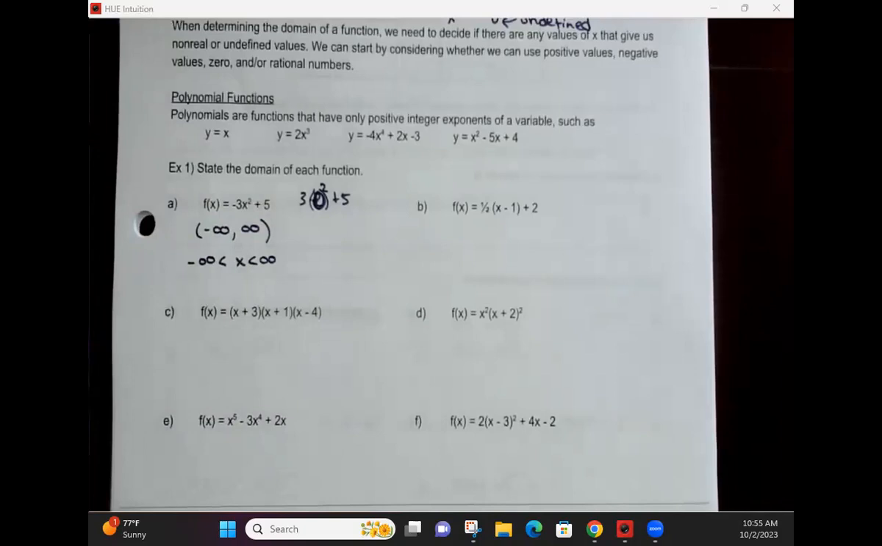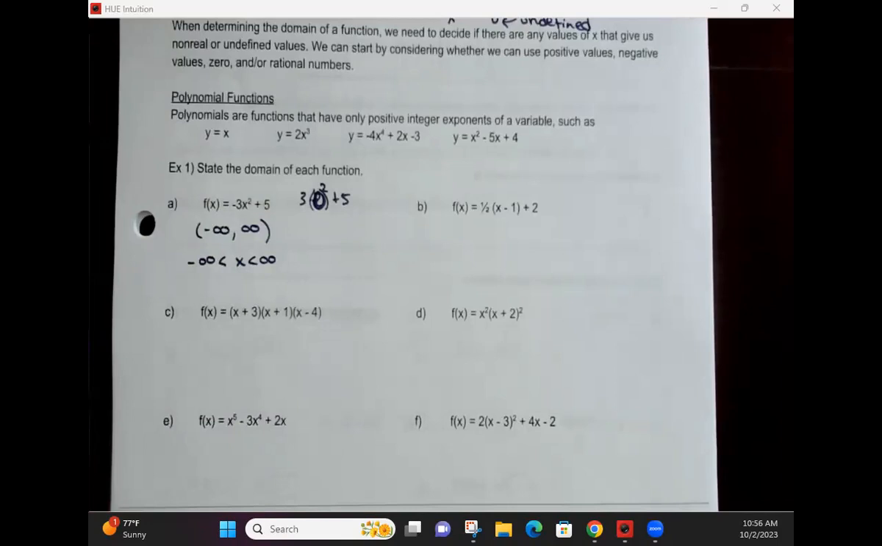For B, we're going to ask ourselves the same questions. B is a linear function this time. My exponent for x would just be 1. That's a linear function. Could I plug in positive numbers for x? Sure. Could I plug in 0? Would that be okay? Yeah.